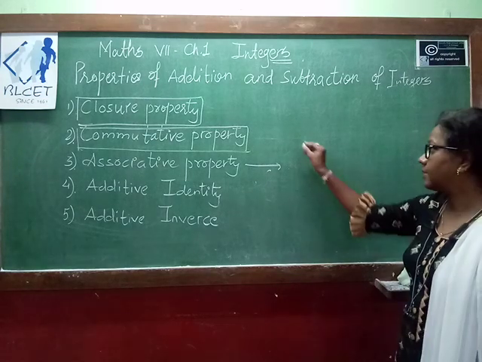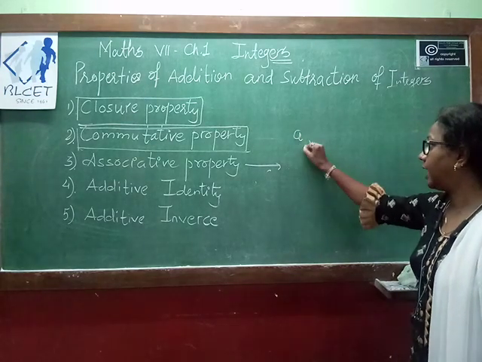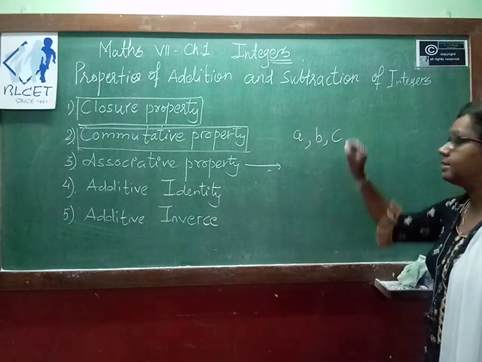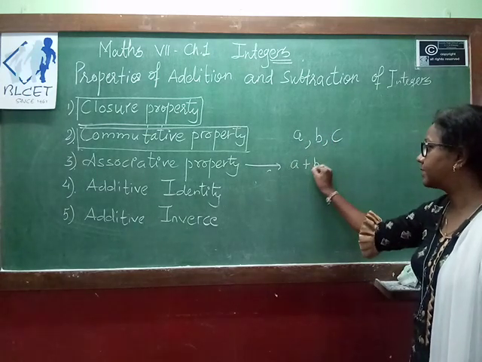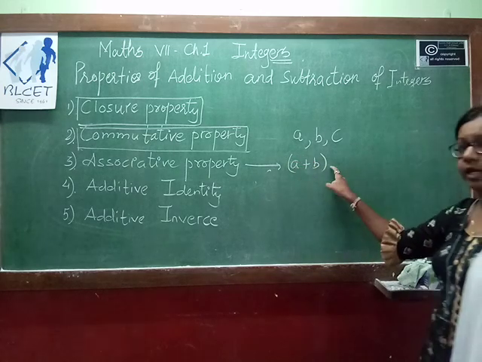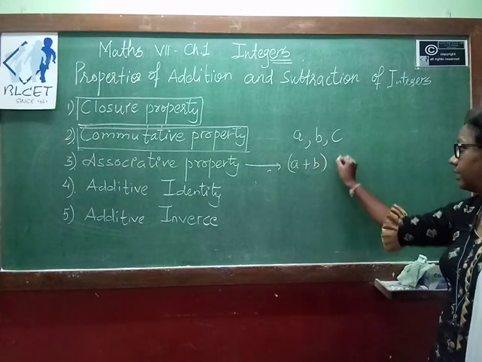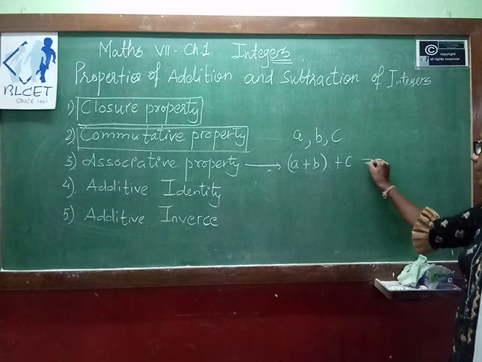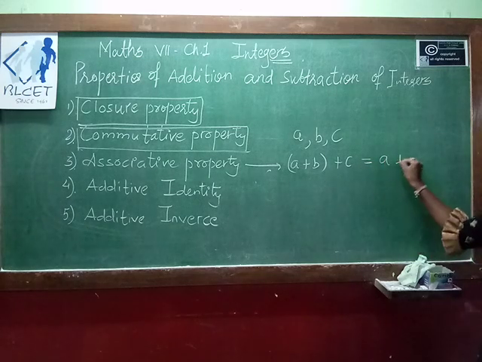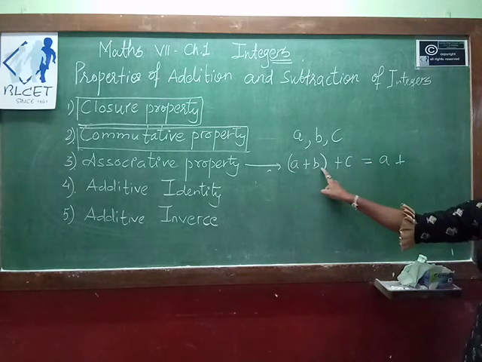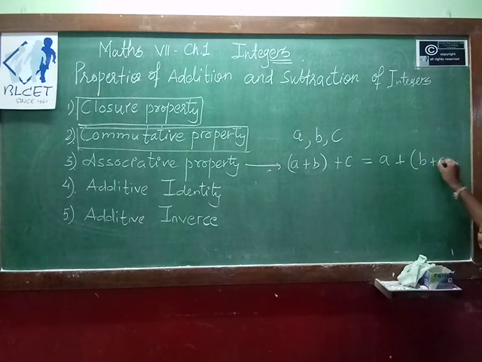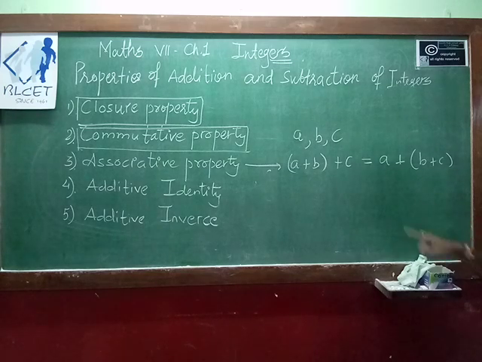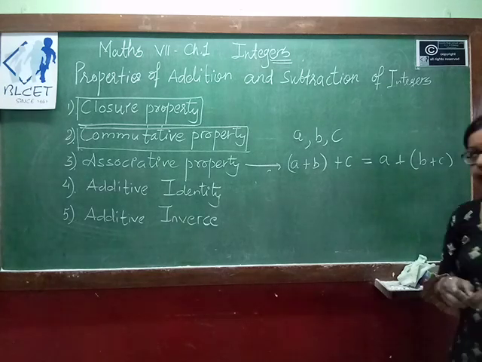So in general, suppose you have 3 integers A, B and C. First I take the group of the first 2 numbers, that is A plus B. This is my group, meaning we are keeping it in one bracket, plus C, which is always equal to... Now I interchange the group. Now A plus B is not my group; now B plus C is my group, A plus (B plus C). Then also I am getting the same answer. So this is the associative property for addition.